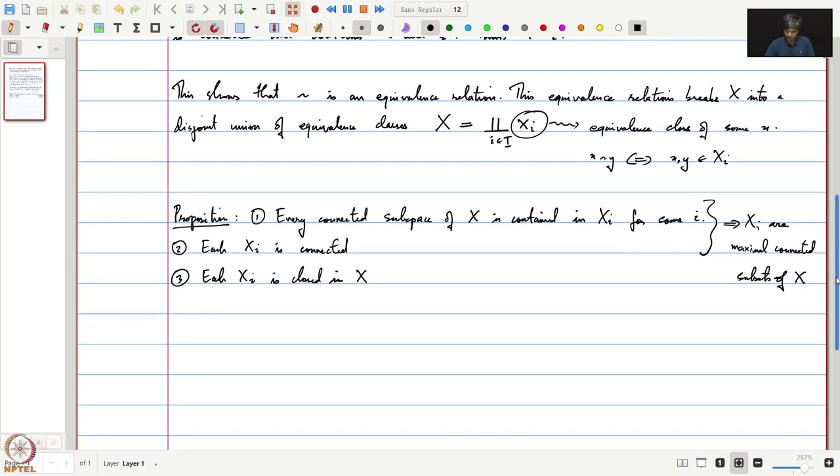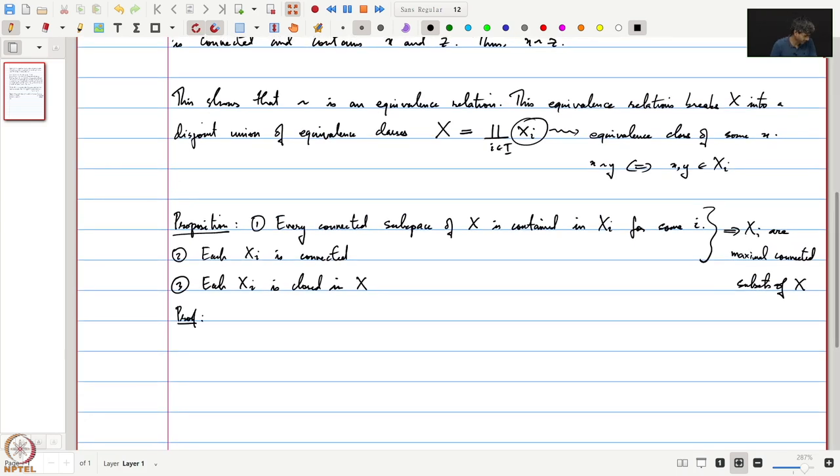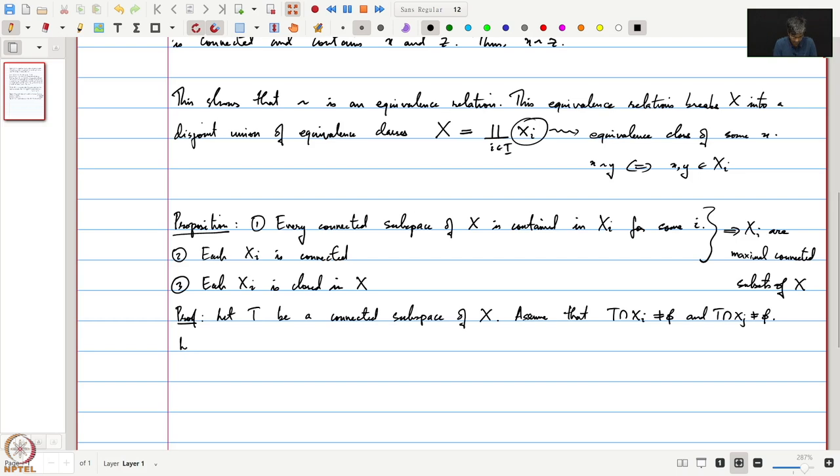Okay, so let us prove this proposition. So let T be a connected subspace of X. So assume that T intersection Xi is not empty and T intersection Xj is not empty. We will prove the first point by contradiction. So let's assume that a connected subspace meets two Xi's. So it meets Xi and Xj, where i is not equal to j.